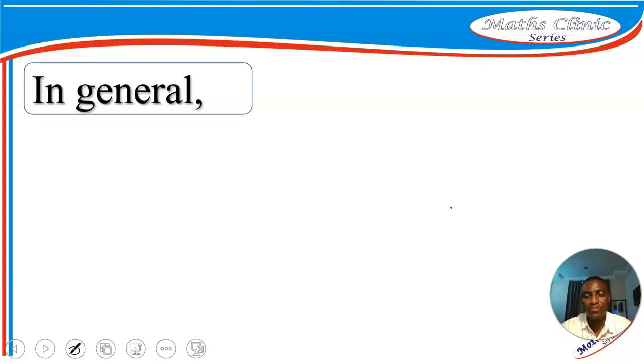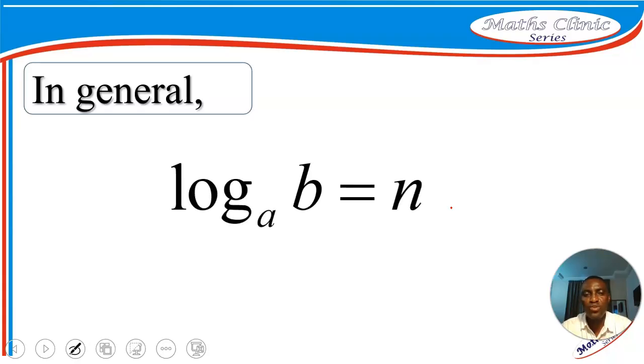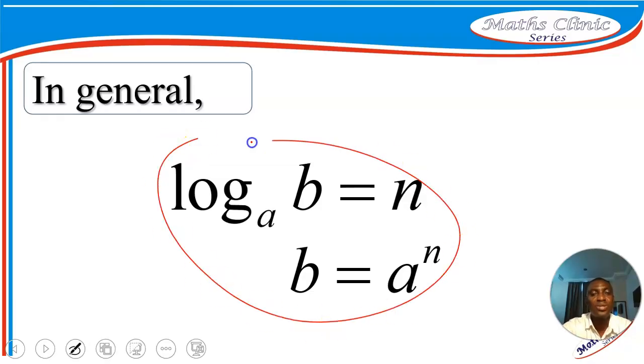So in general, what is logarithm? In general, by definition of logarithm, we are saying that if I have log b base a equals n, it simply means b is equal to a raised to the power n. That is simple. So if you remember this, you can solve so many questions in logarithm.